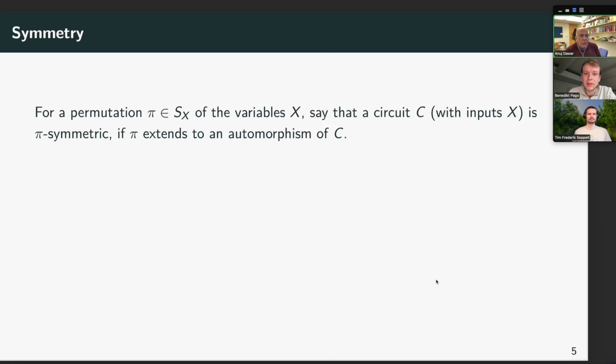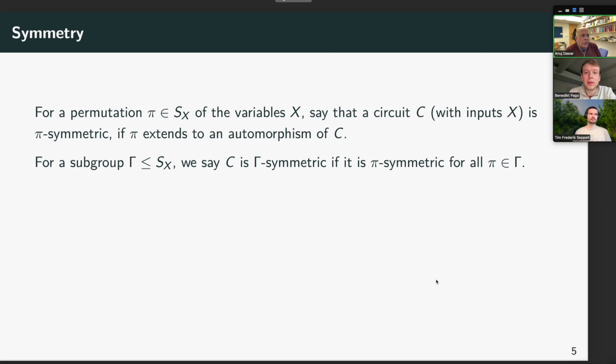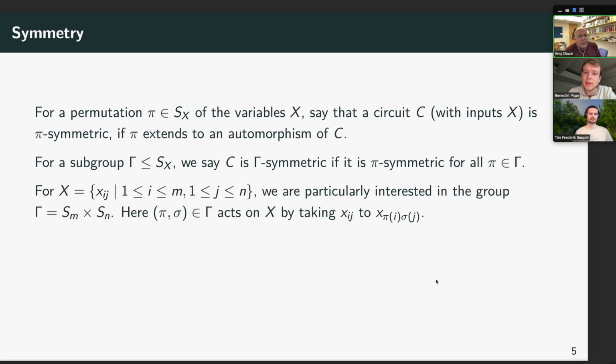More generally, suppose you have a permutation of the variables X. Say that a circuit C is symmetric with respect to this permutation if applying this permutation to the variables extends to an automorphism of the whole circuit. Still more generally, we say this for any subgroup Γ of the symmetric group on X. We say that a circuit is Γ-symmetric if it's π-symmetric for every permutation π in Γ.